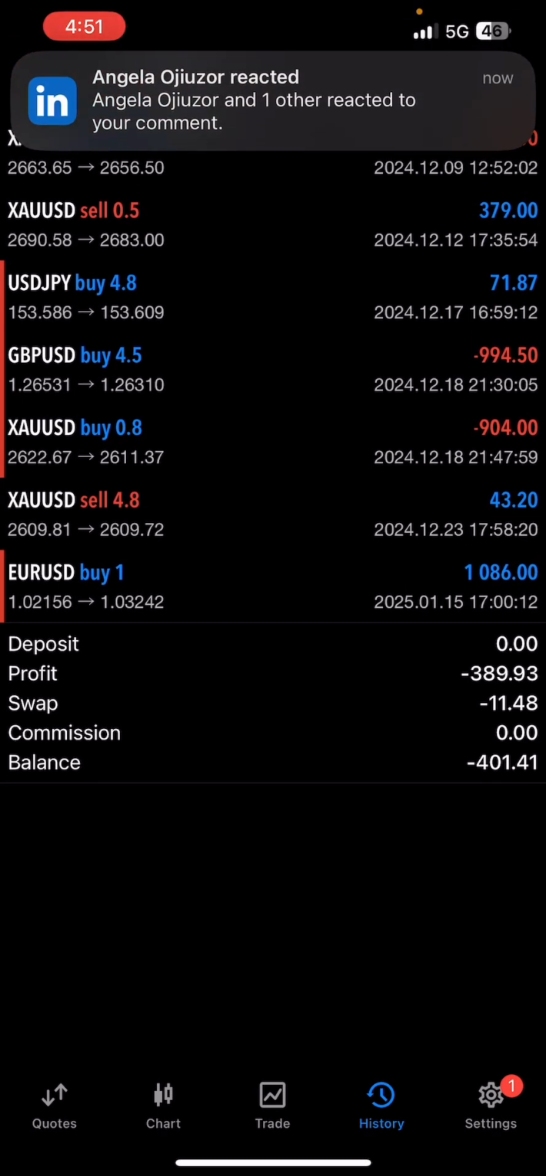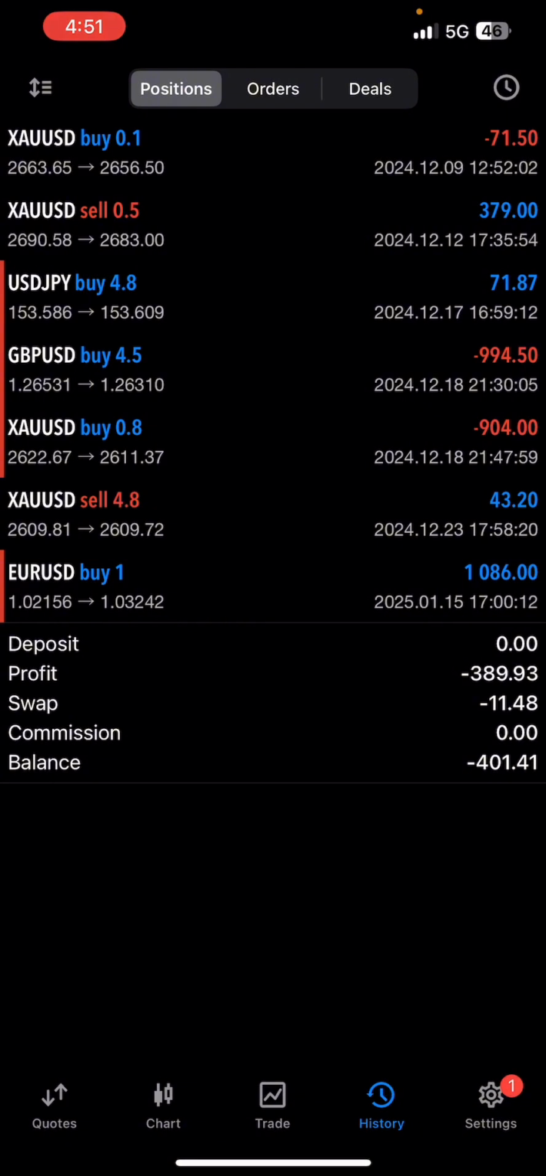So let me try and explain. The first one is the currency. The buy is the lot size you use. That buy at 0.1, that's the lot size. Sell at 0.5, that's the lot size. The red is the losses, $71 loss. The blue is the profit, $300 profit, and so on. The red is the losses, the blue is the profit.